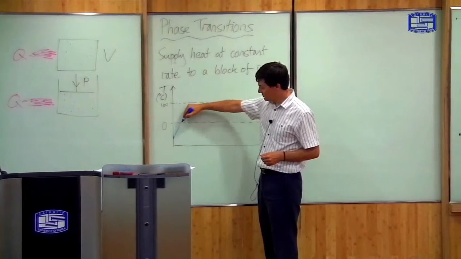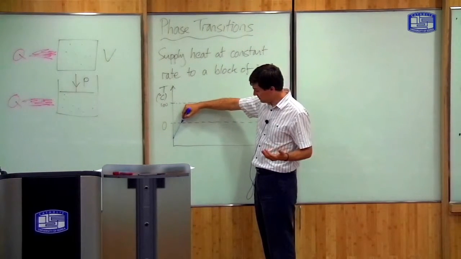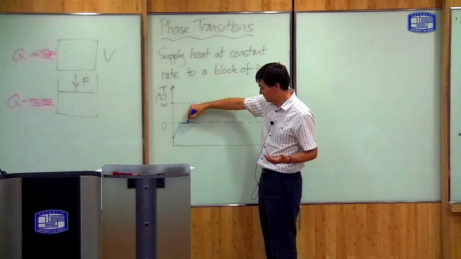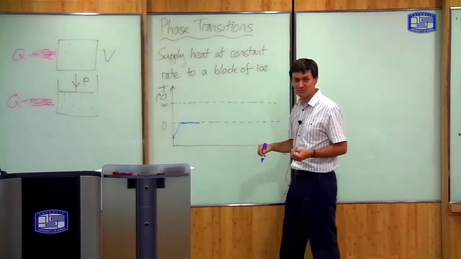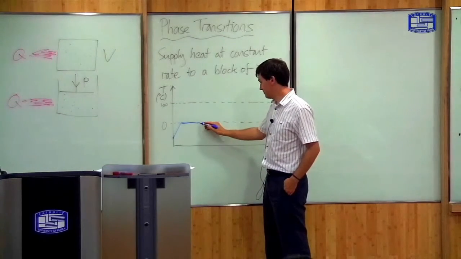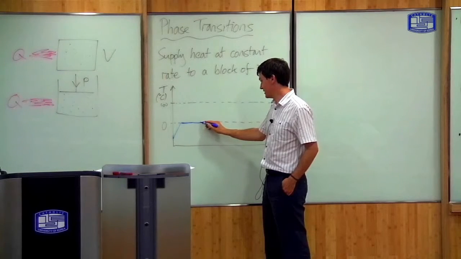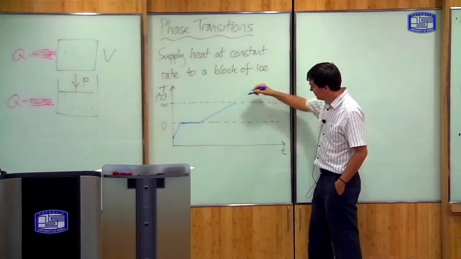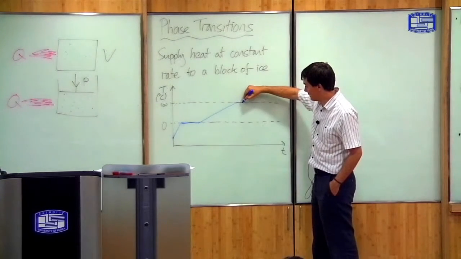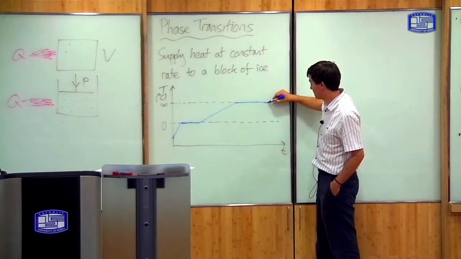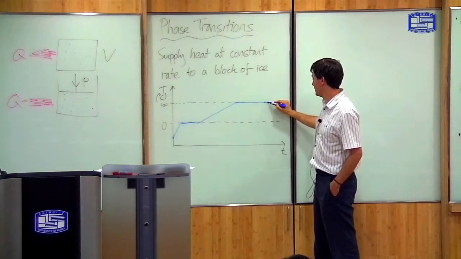Okay? But once it reaches 0, it suddenly stops increasing for a while, and it will stay at 0 for a certain amount of time. Then suddenly it will start to increase in temperature again until you get to 100. Then again it will stay at a constant temperature at 100 for a certain amount of time, which is longer in this case. And then eventually it will start to increase.